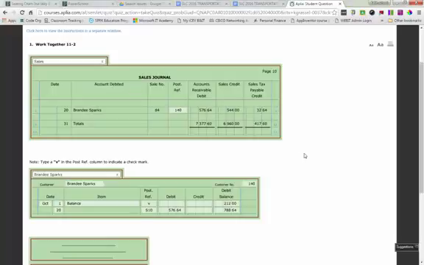That is improper procedures. Instruction number 3 reads, post the accounts receivable credit entry on line 9 of the cash receipts journal to the accounts receivable account for Alfredo Lopez. So I'm going to go to my cash receipts journal.